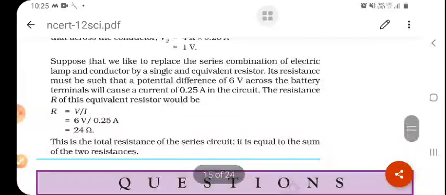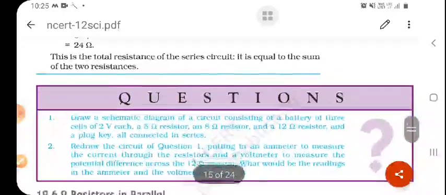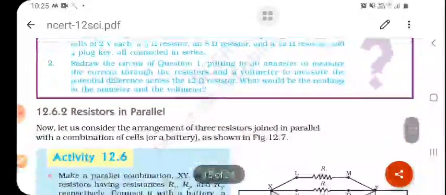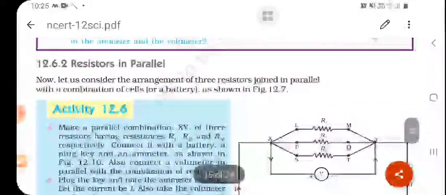Okay, so the resistance of a circuit is equal to V upon I. The total resistance of the circuit is V upon I, that is 6 volt upon 0.25 ampere, 24 ohms. The total resistance of the circuit is equal to the sum of the two resistances. Next, the resistance in parallel.